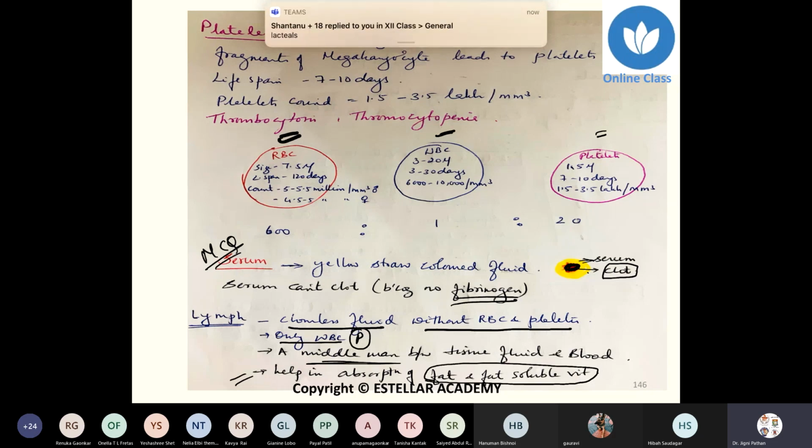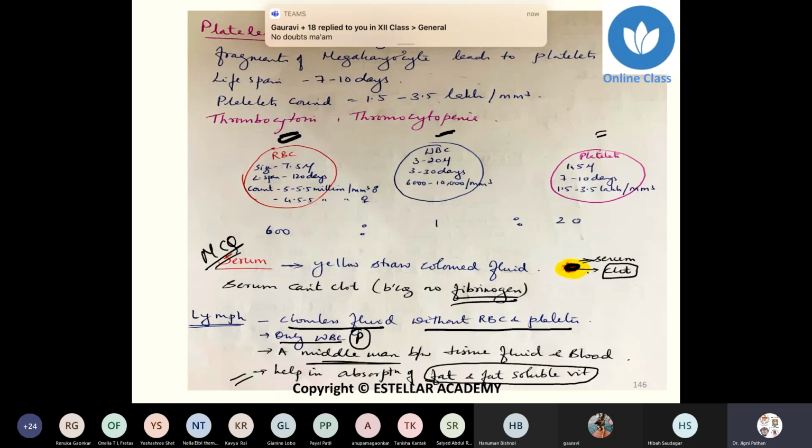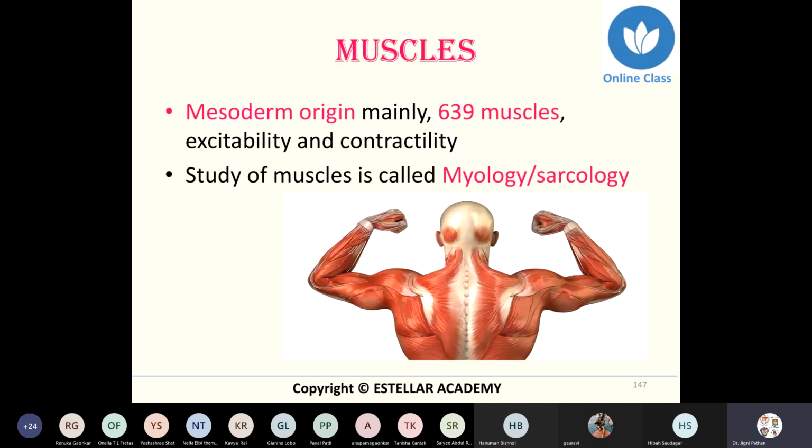Now I have to say good to all. So it is lacteal. Is it clear? Shantanu? Done? It's a lacteal. Any doubts? Any doubts to anyone? Okay, Gauravi, no doubts. Okay, good. What about others? Quickly tell me before we move to the next, that is muscles.